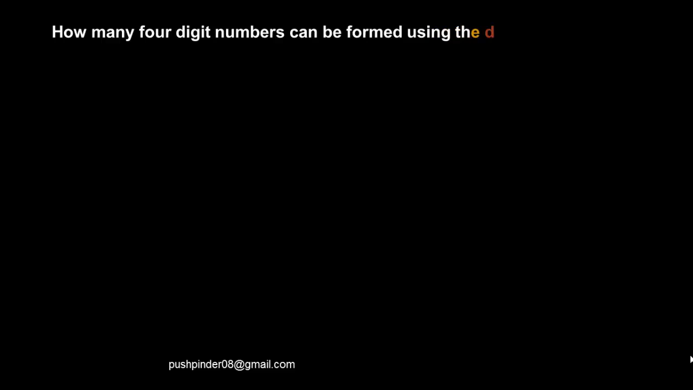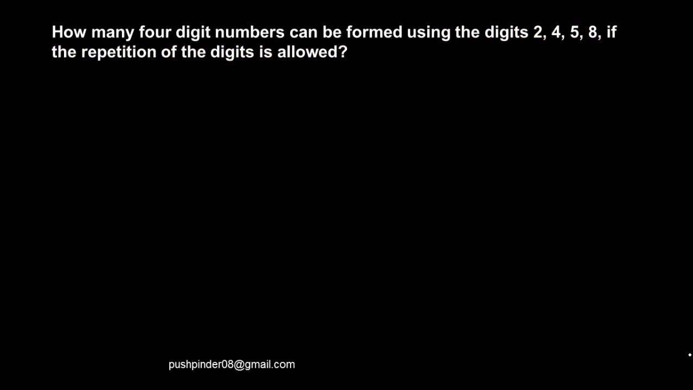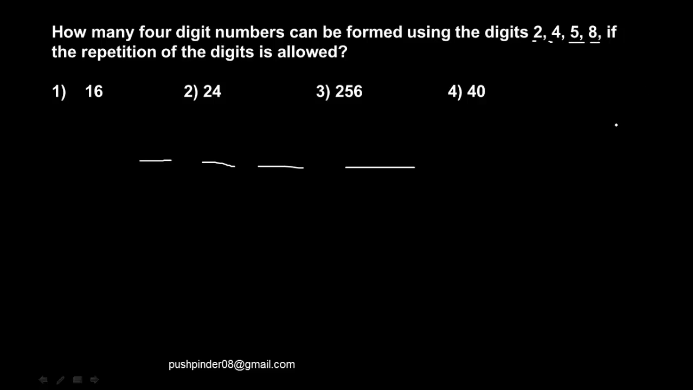Fine. So let's see this question. In how many ways can 4-digit numbers be formed using the digits 2, 4, 5, 8 if the repetition of digits is allowed? So over here repetition of digits is allowed, and a 4-digit number has to be formed using 2, 4, 5 and 8, which means you can use these digits any number of times you want.